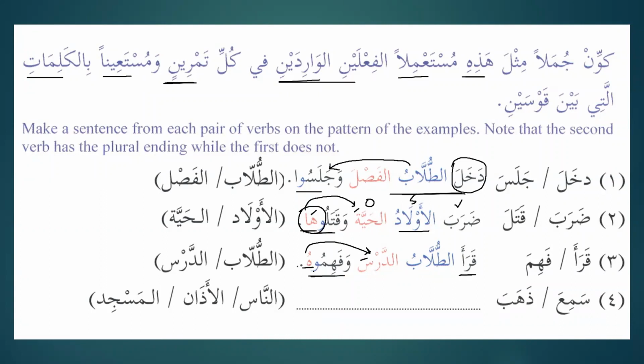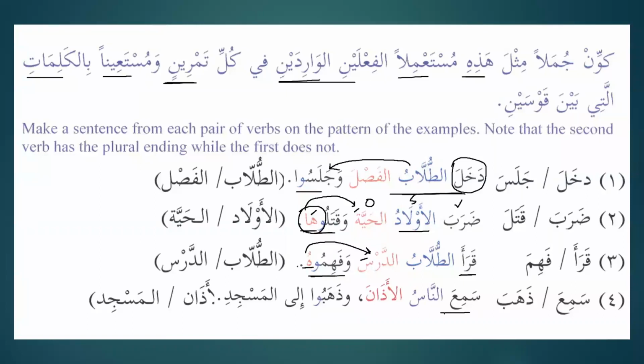Next is سمع الناس الأذان وذهبوا إلى المسجد. The people heard the adhan and they went to the masjid. So we can see over here verb, subject, and object. And here we have ذهبوا, which is the verb plus the subject, إلى المسجد, and the people went to the masjid.